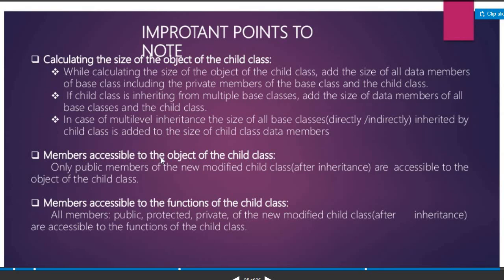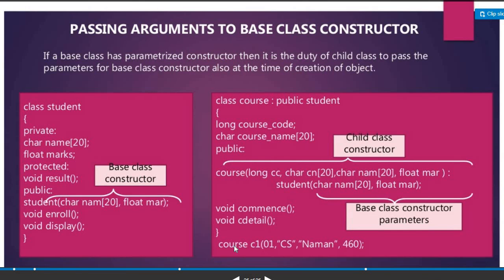Members accessible to the object of the child class: only public members of the new modified child class, that is the derived class, are accessible to the object of the child class. Members accessible to the functions of the child class: all members, public, protected and private, of the new modified child class after inheritance are accessible to the functions of the child class.